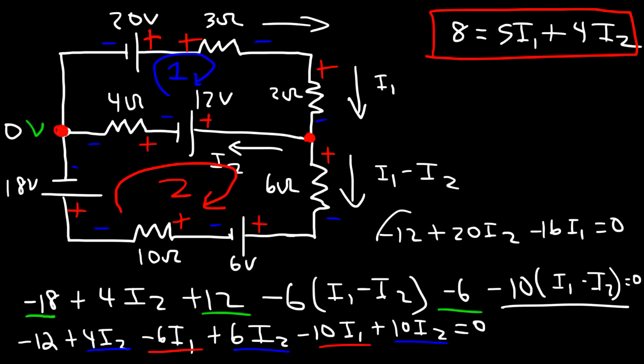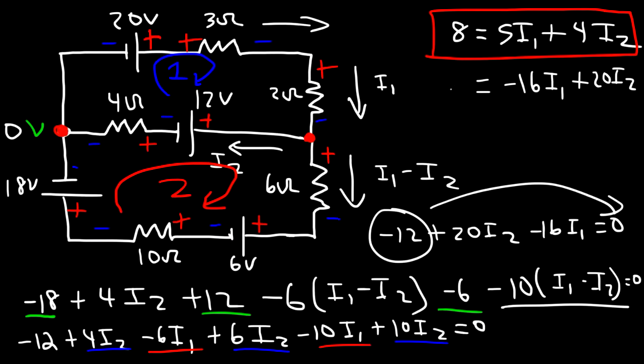That's equal to 0. Now, let's take the negative 12 and move it to the other side, so it becomes positive. So on one side of the equation, we're going to have negative 16I1 plus 20I2. On the right side of this equation, we have positive 12, but I've reversed the equation again, so now it's on the left side again.